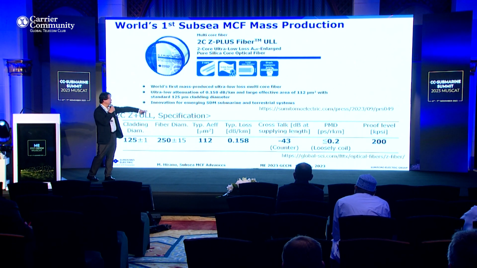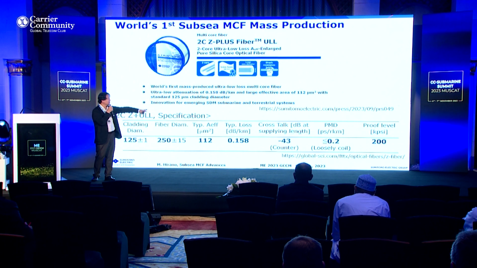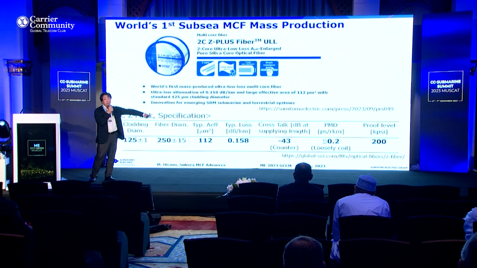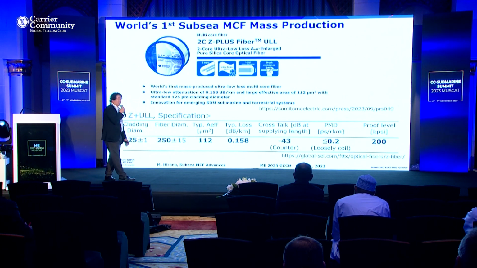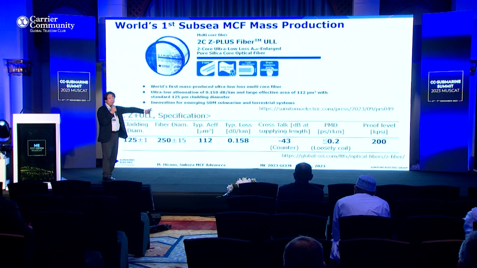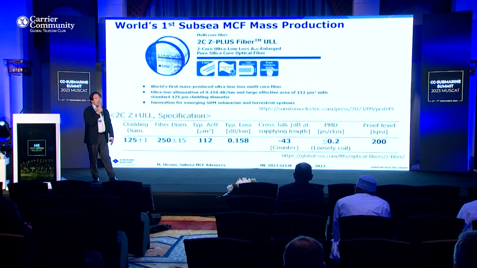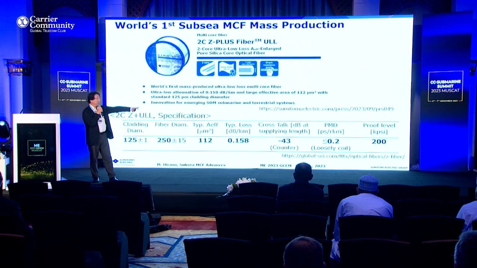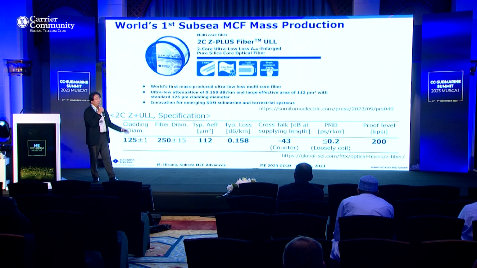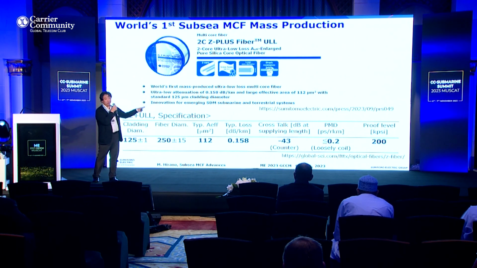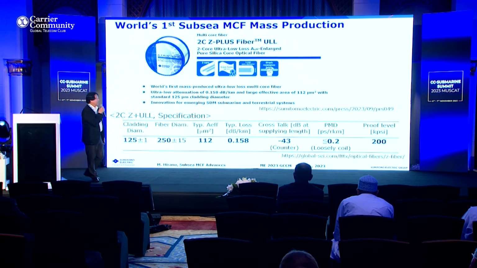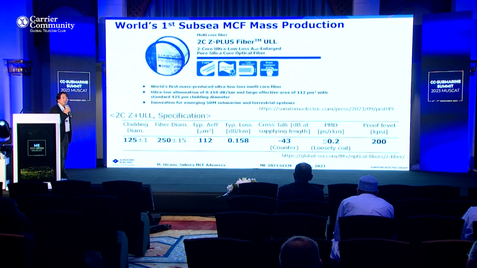PMD, 0.2 picosecond per square root kilometer or less in a loosely coiled condition. Honestly, this parameter is the most difficult part for mass production. At the very initial stage, PMD was more than 1 picosecond per square root kilometer. But today, we know how to improve the PMD. Okay, the proof test level is 200 kpsi. This is for the subsea application.